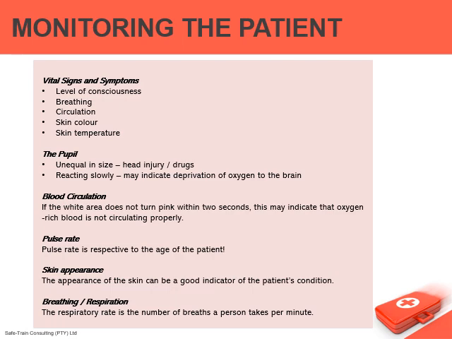The breathing rates are as follows. Adults, 12 to 20 breaths a minute. Children, 5 to 12 years, 20 to 25 breaths a minute. Children, 2 to 5 years, 25 to 30 breaths a minute. Children, 1 to 2 years, 25 to 35 breaths a minute. Infant up to 1 year, 30 to 40 breaths a minute.